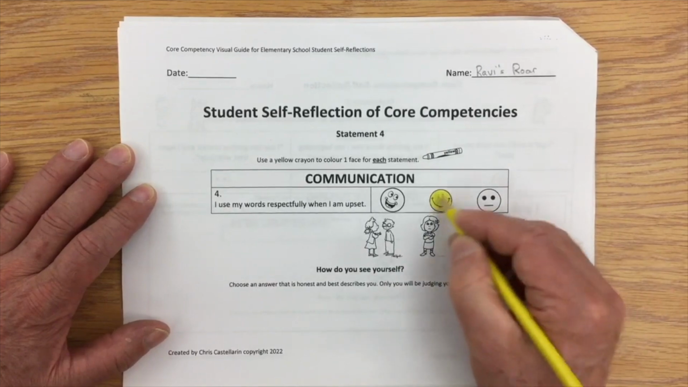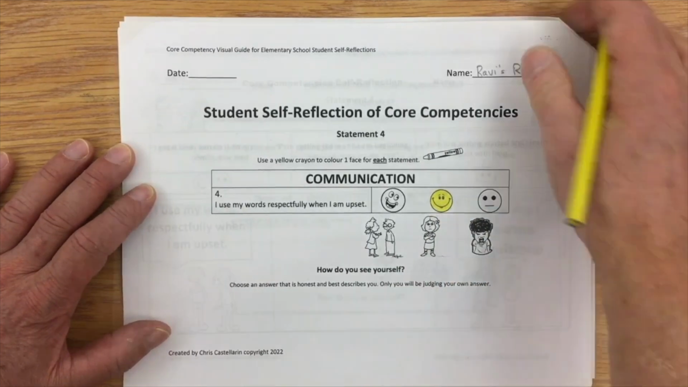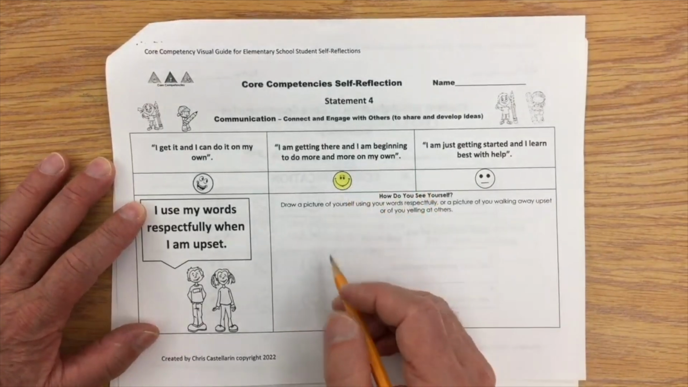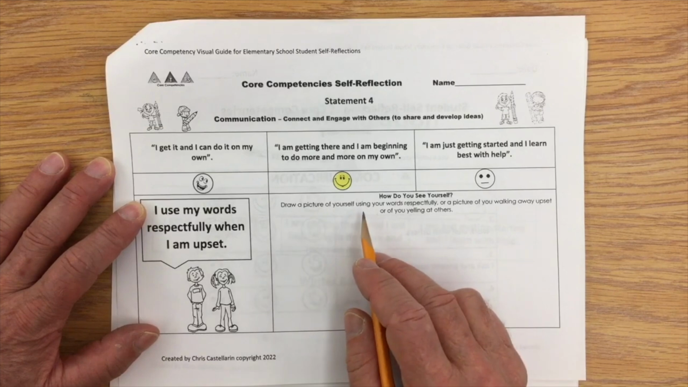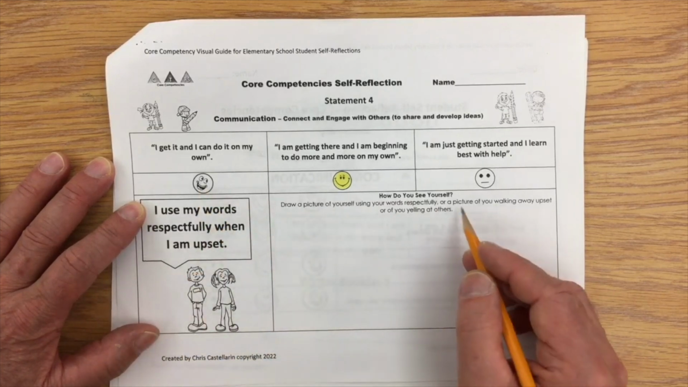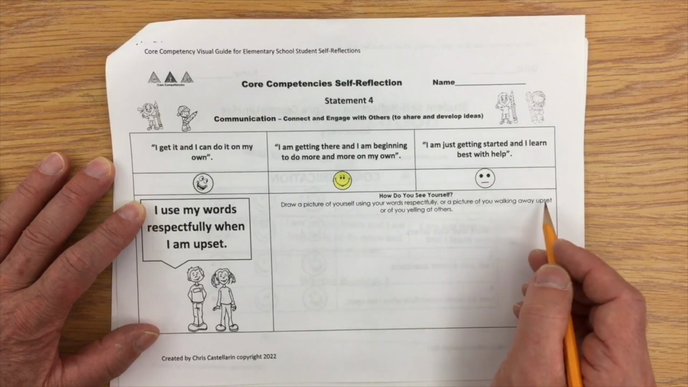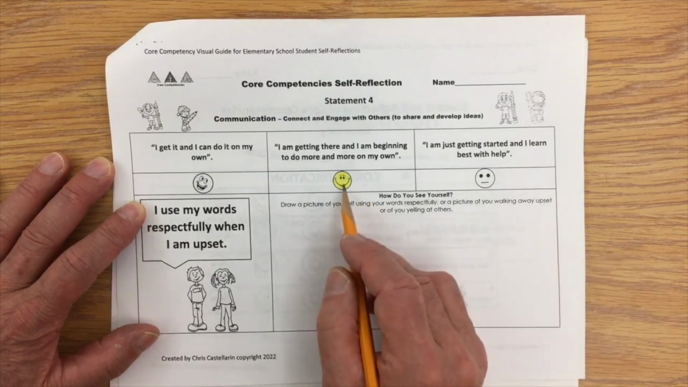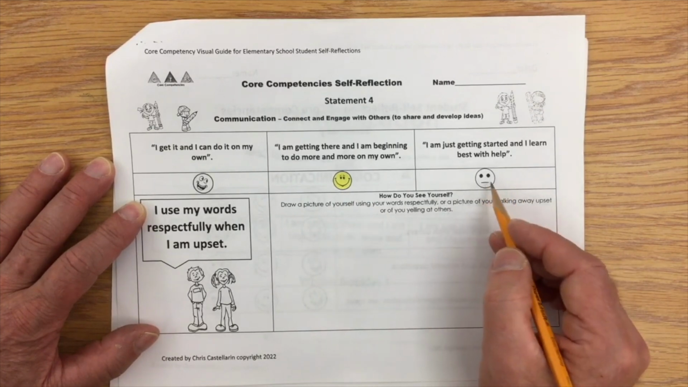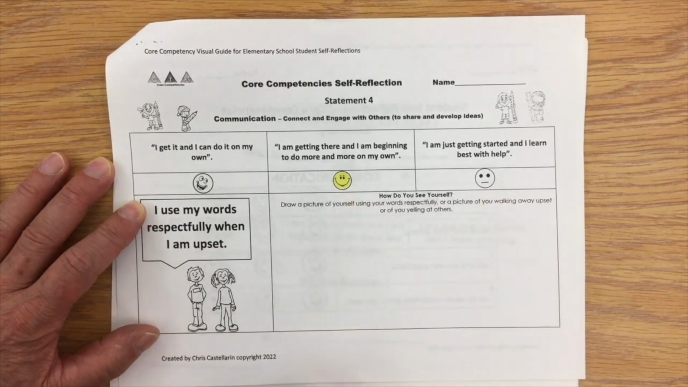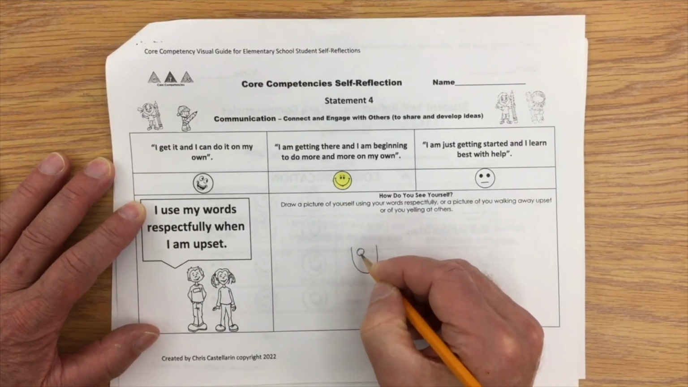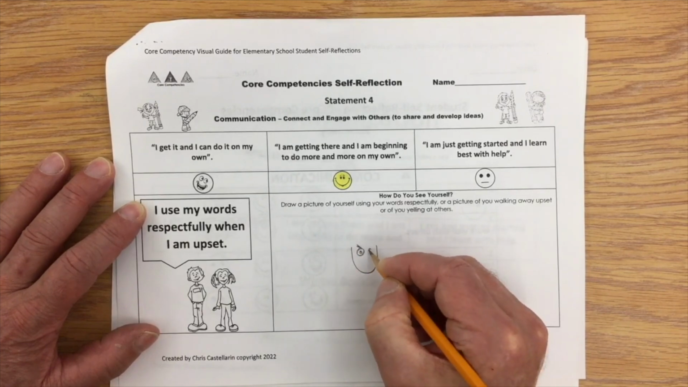So I'm going to color in this face. And because I've chosen that face, when I look down here at the options for drawing, it says, draw a picture of yourself using your words respectfully. Well, that would be if I chose that face. Or draw a picture of yourself walking away upset. That fits that one. Or draw a picture of yourself yelling at others. That would be the neutral face. I've chosen this one. So I need to draw a picture of myself here, maybe looking a bit upset.